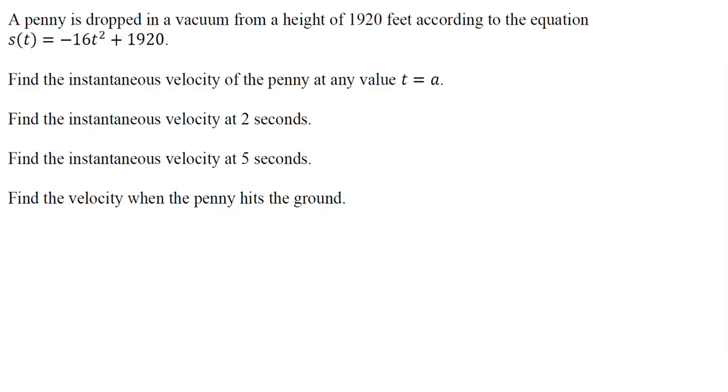All right, next one here, we've got a penny that is being dropped in a vacuum from a height of 1,920 feet, and we've got this equation here, negative 16t squared plus 1920 is our position, and it looks like we've forgotten where we'll measure this in, the position is measured in feet, and we'll say that t is in seconds. And we want to find the instantaneous velocity of this penny that's being dropped. Well, just find s prime of t.